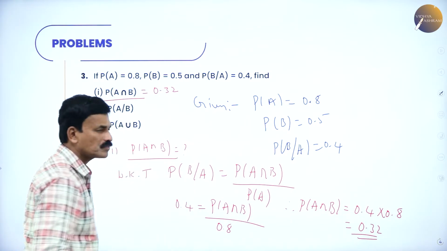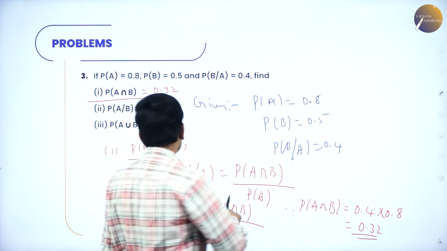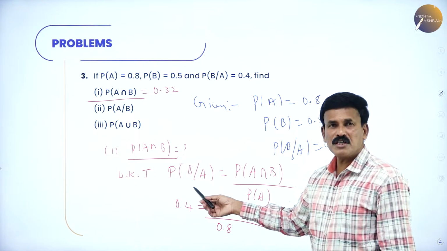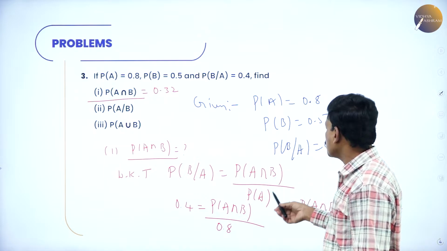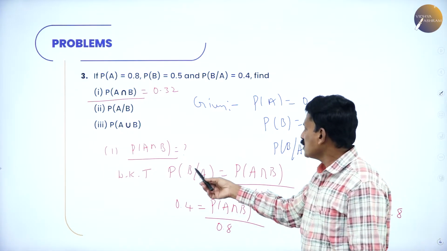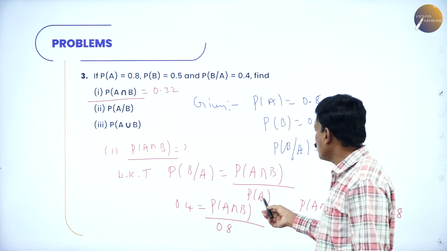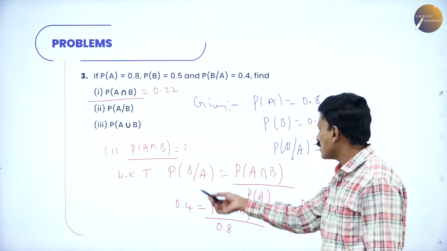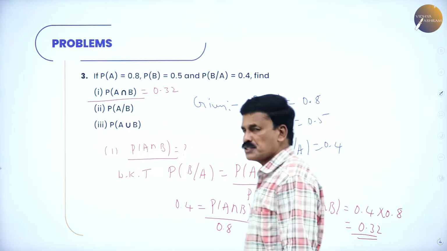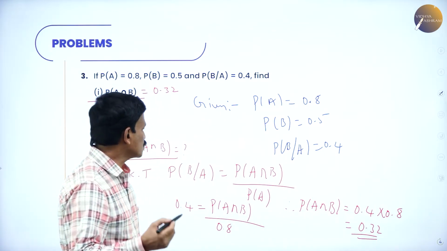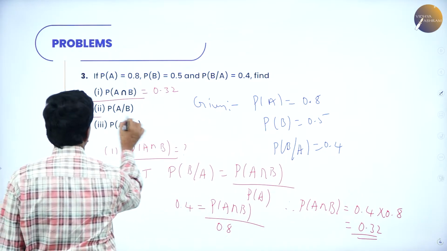So therefore the probability of A intersection B is 0.32. Now listen to me here. To find the probability of A intersection B, we know that the probability of B by A is the probability of A intersection B by the probability of A. What is B by A? 0.4. The probability of A intersection B divided by the probability of A, which is 0.8. Cross multiplied, 0.4 into 0.8 is 0.32. That will give us the probability of A intersection B. Now let us come to the second part.